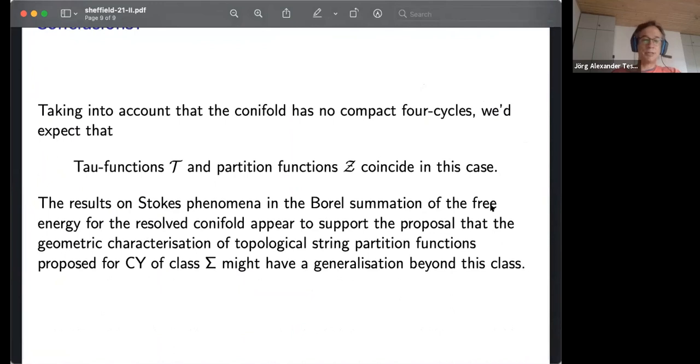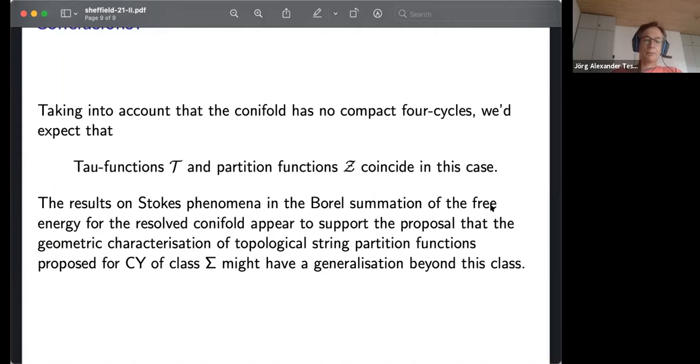So here in this case, for the sake of comparison, what one should keep in mind is we are in a case where one has no compact Four cycles. So in that case, you would and should expect that the tau functions and the partition functions just coincide. There's no difference between these two objects in that case. That is non-generic and is different in the case with compact Four cycles.